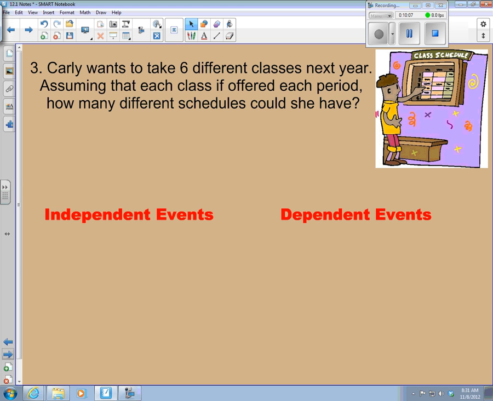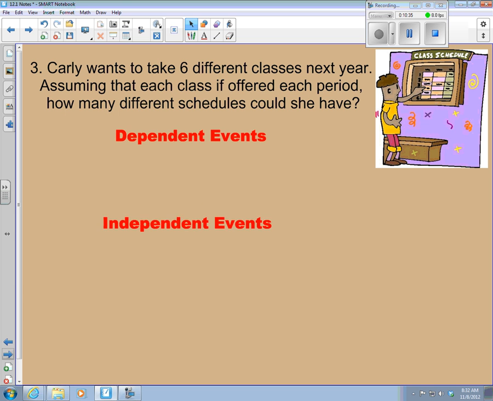Carly wants to take 6 different classes next year. Assuming that each class is offered each period, how many different schedules could she have? Well, she's taking 6 different classes, so it's a 6-period day evidently. Now, one choice does affect the next, because if she chooses Spanish first hour, she's probably not going to take Spanish again third or fourth hour. So one event does affect the next. So this is going to be a dependent event.